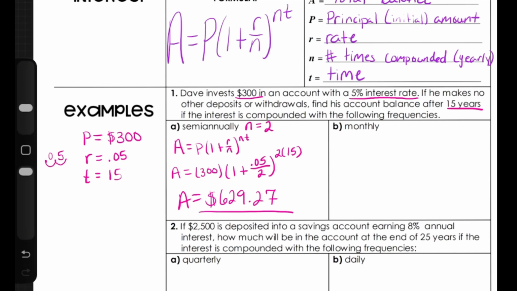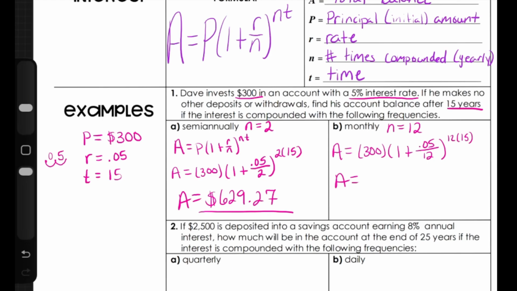Now let's do it for monthly. Now we have 12 months in our year, so our N is going to be 12, and we're going to use the exact same formula. Now the only difference is our N this time is going to be 12. So it'll be A is equal to 300 times 1 plus 0.05 divided by 12 instead of 2 to the power of 12 times 15. Now this right here should give us, let me put it into the calculator and let me see what I get.